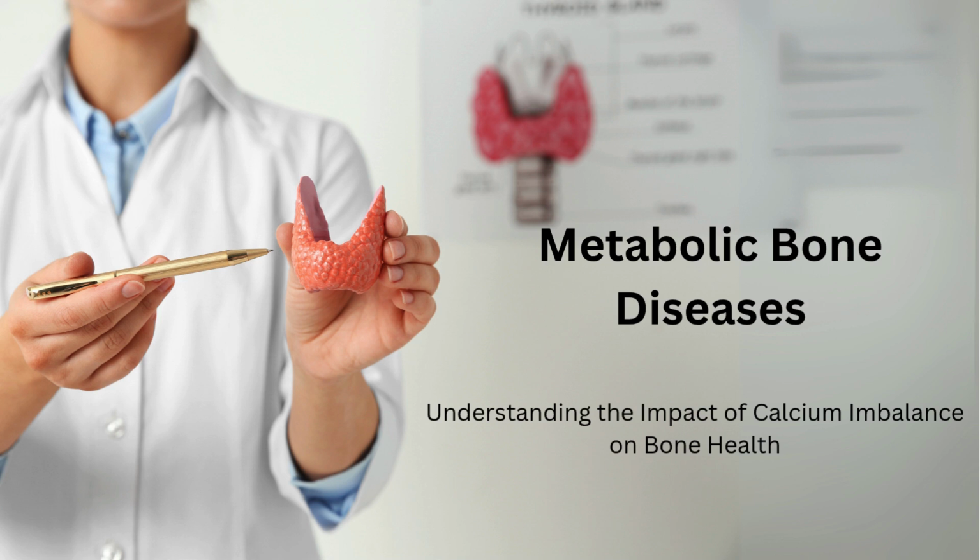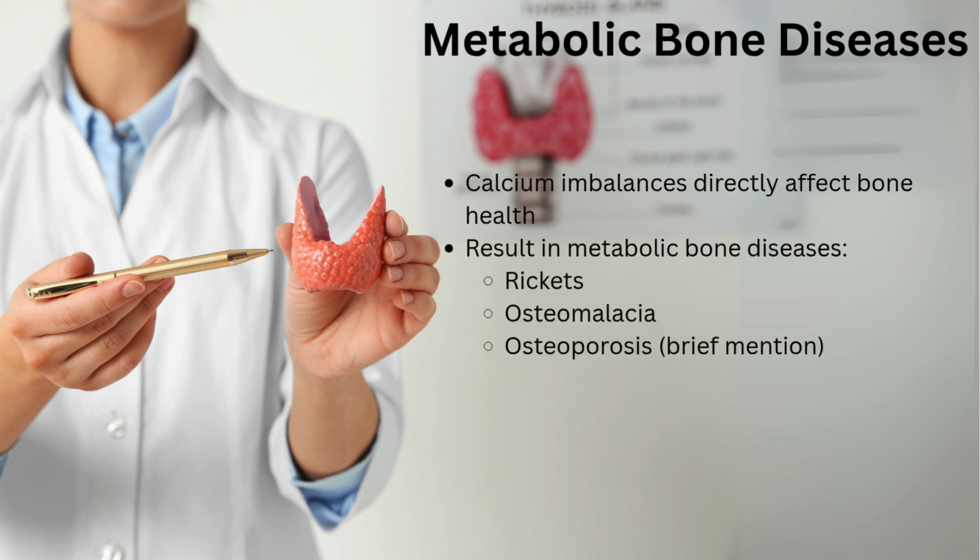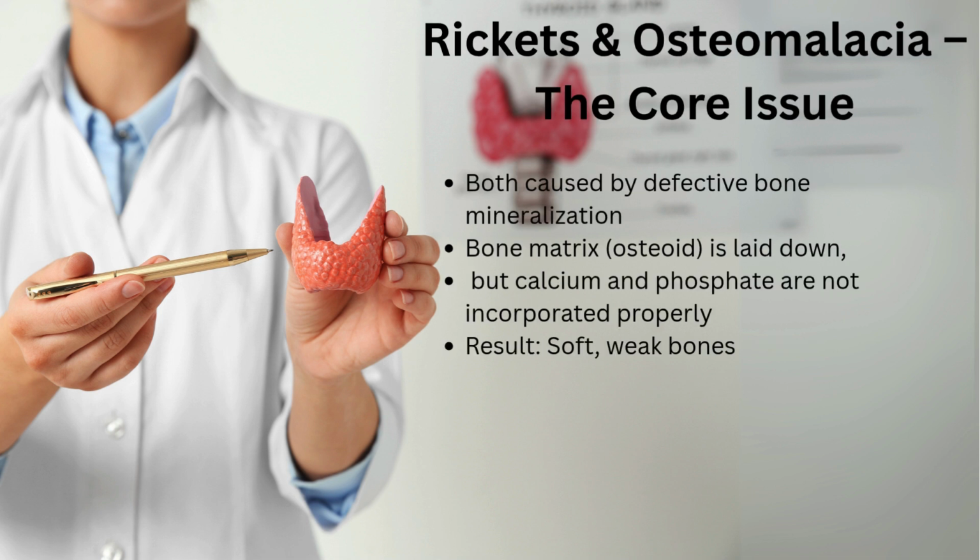Metabolic bone diseases. Our final stop on this deep dive is the direct impact of calcium imbalance on the bones themselves, leading to metabolic bone diseases like rickets, osteomalacia, and the big one, osteoporosis. Rickets and osteomalacia are essentially the same underlying problem, but occurring at different ages.